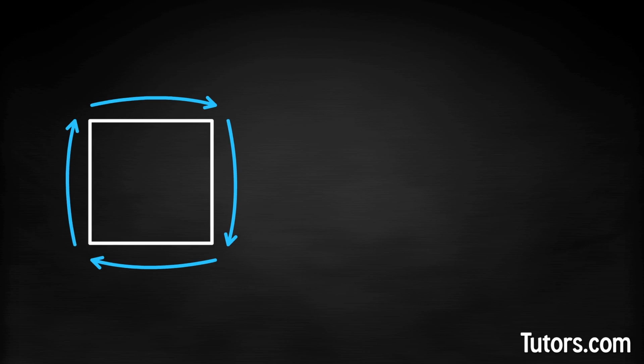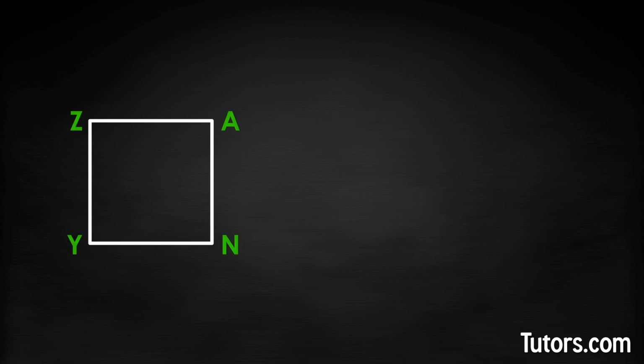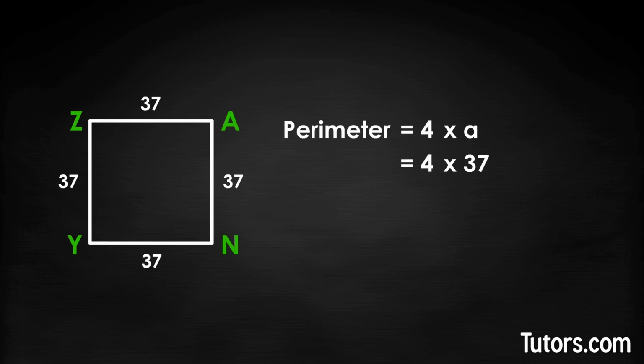Let's find the perimeter of a square. Because a square has four congruent, equilateral or equal length sides, finding the distance around the shape is very easy. Label the length of any side A, and then multiply times 4. Perimeter equals 4 times A. So for our square, ZANY, if any side is 37 yards, the perimeter is 4 times 37, or 148 yards.